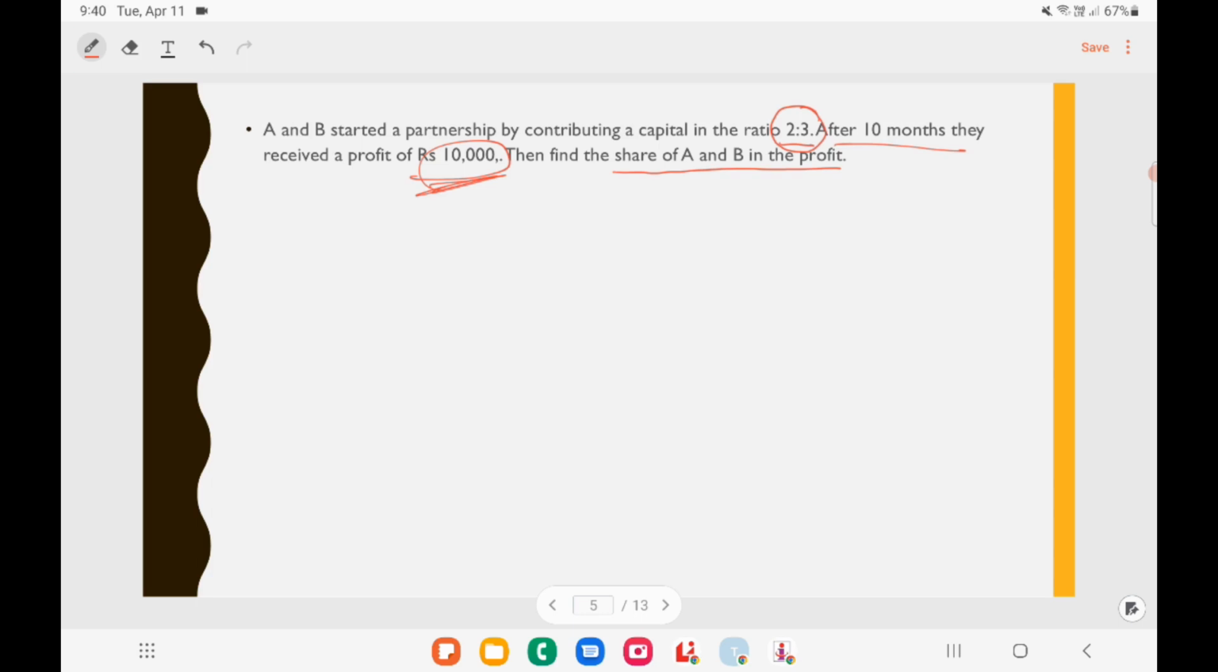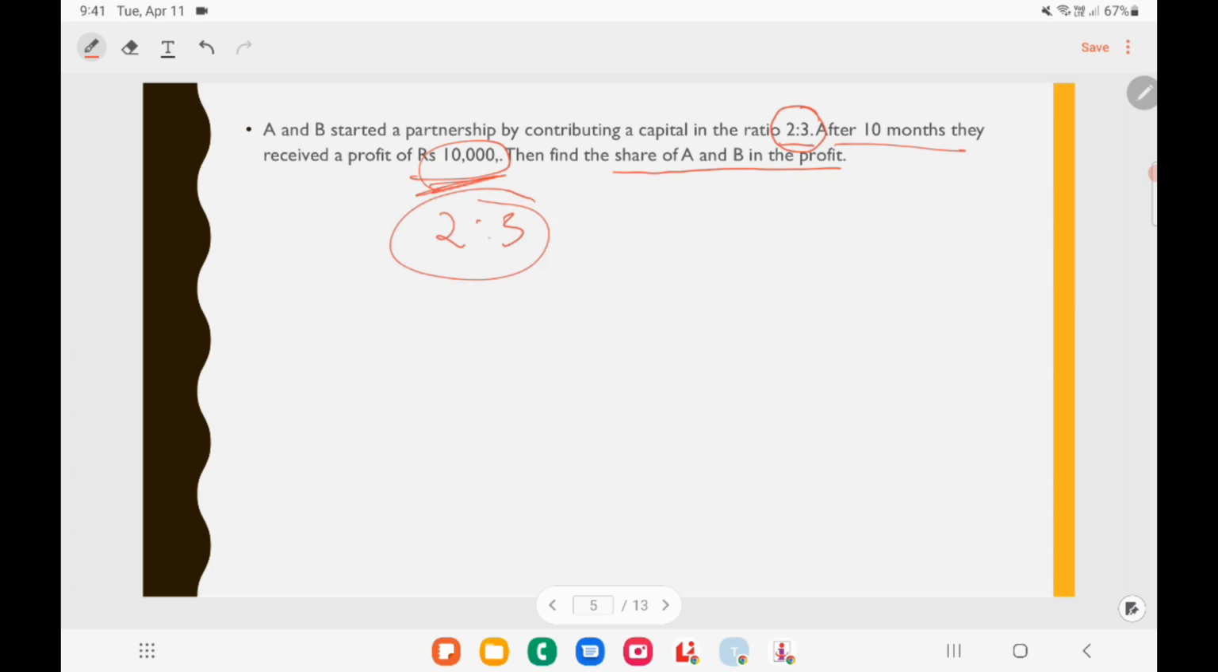But normally the questions from partnership come with change in capital. That we'll be dealing with in the next example. I will show you how to solve those questions as well. So here in this example there is no change in capital. If there is no change in capital, then the ratio of their profit will also be 2:3.